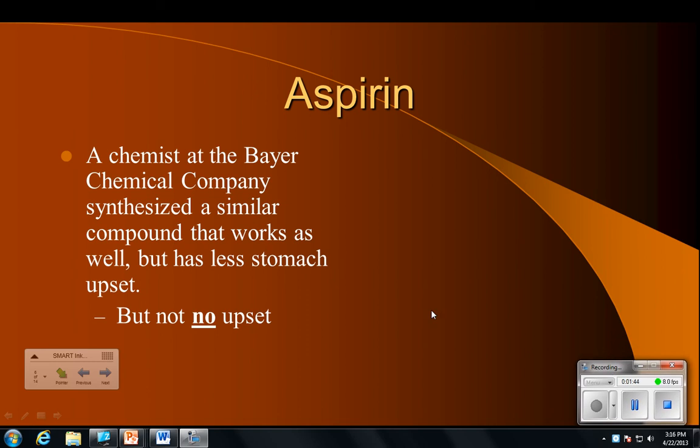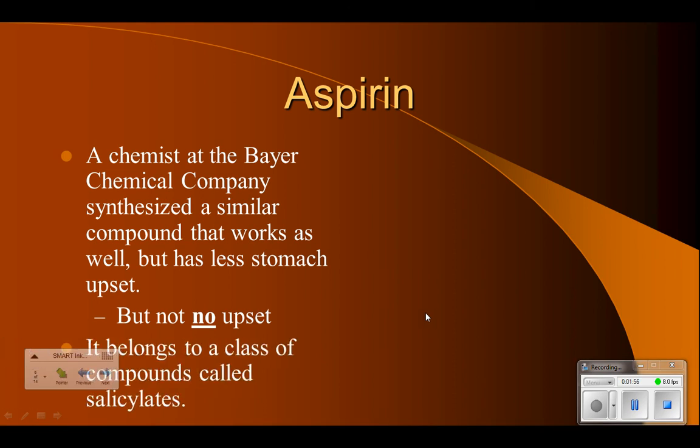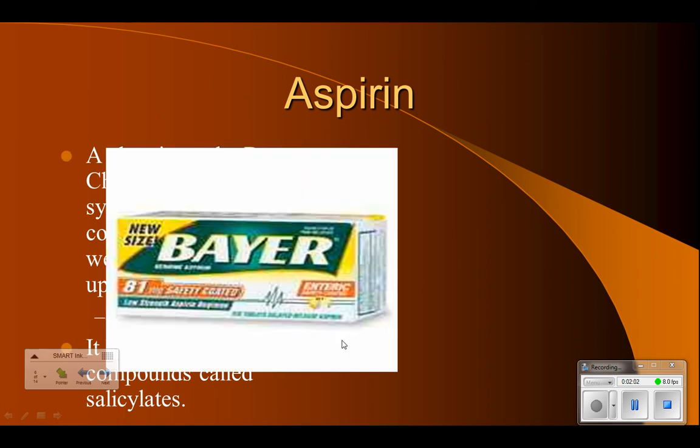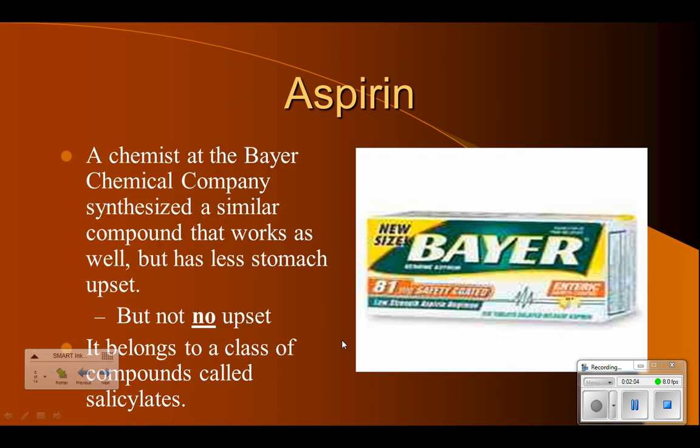And so at the Bayer Chemical Company in Germany, they were able to synthesize a compound that works pretty much as well, or better, but it has less stomach upset. It doesn't have no stomach upset. Some people are still going to get stomach upset from it. It belongs to a class of compounds called the salicylates, and this compound they called aspirin.